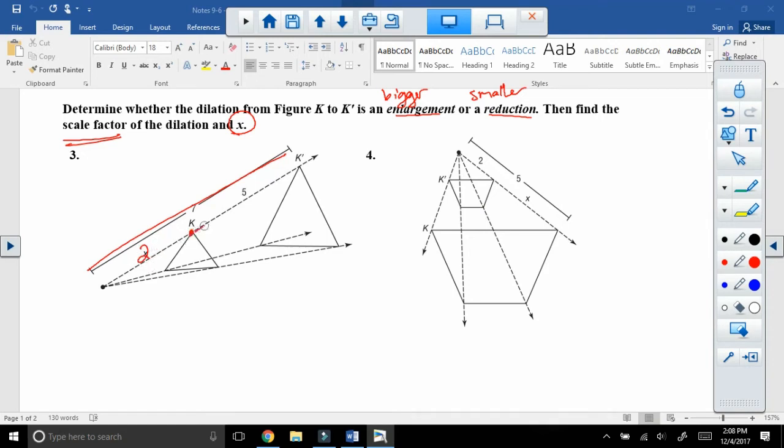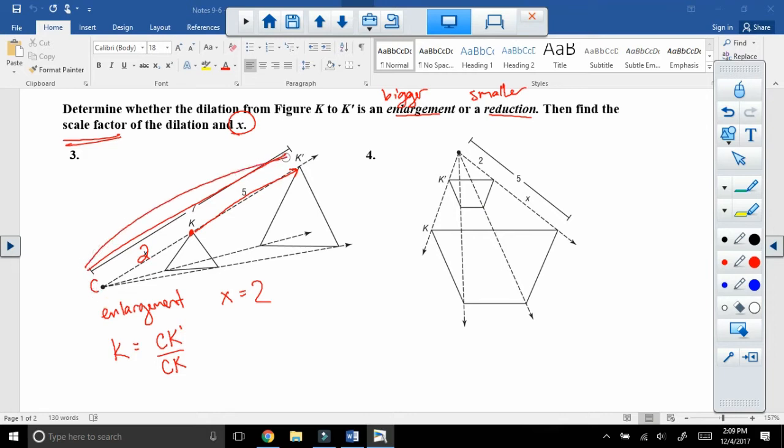This is k and this one is k prime, so it's getting bigger. This is an enlargement. You can say that x equals 2, and I always like to find x first and then tell what the scale factor is. I'll use k for scale factor, but if you'd rather write out the words, that's fine. So make sure that when you're doing this, you're going from the center to the image over the center to the pre-image, and I'll just label this point here as the center of my dilation.